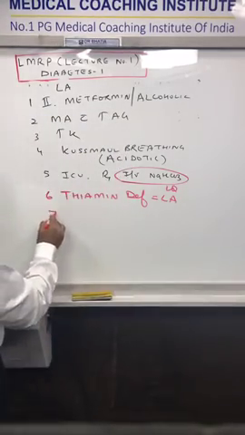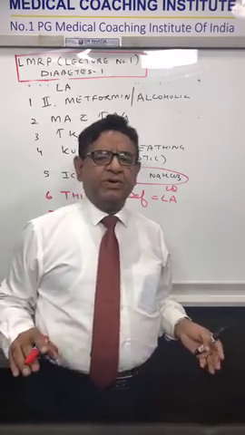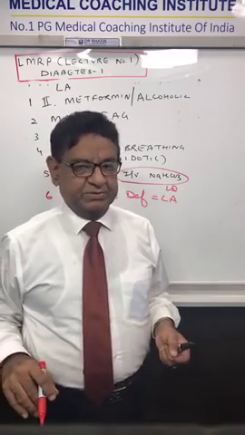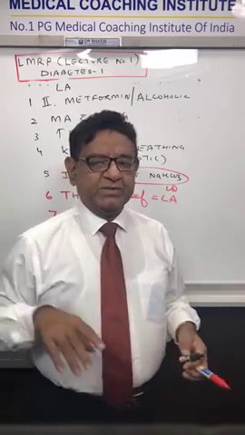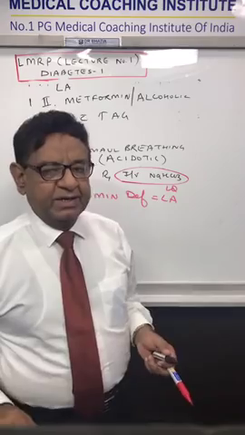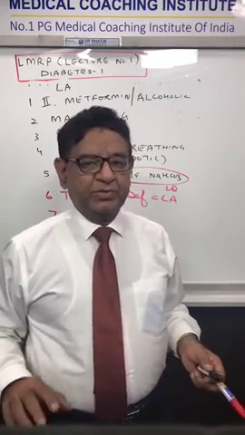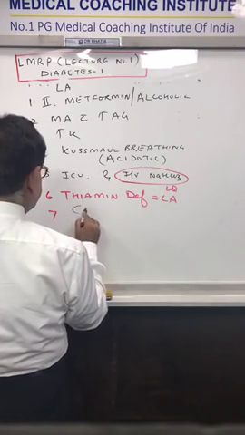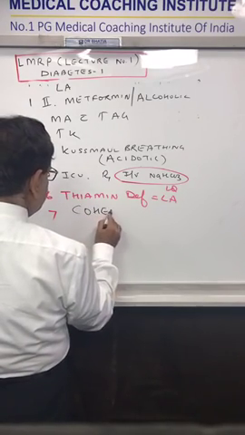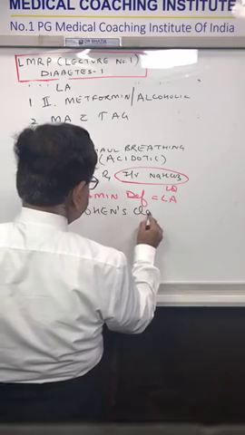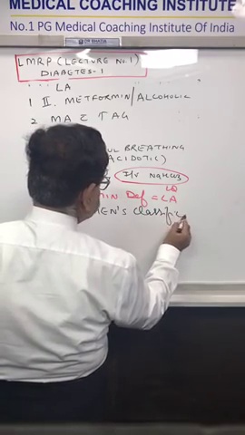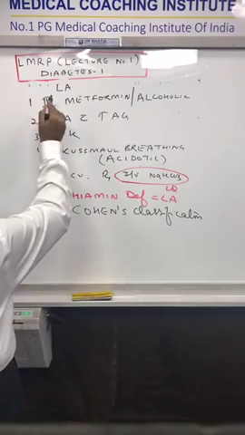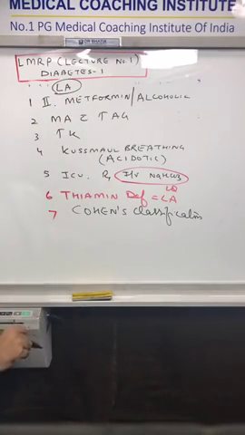There are at least a large number of conditions which can lead to lactic acidosis. So lactic acidosis occurs not only in diabetes, there are many other conditions. So we have a classification. The name of the classification is Cohen's classification. So this is about lactic acidosis.